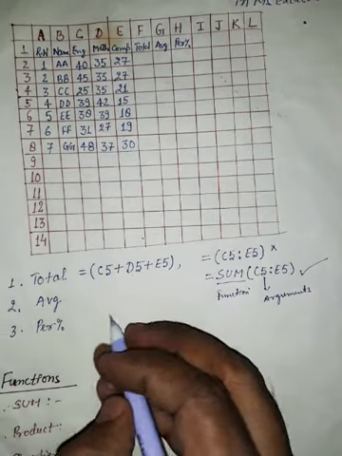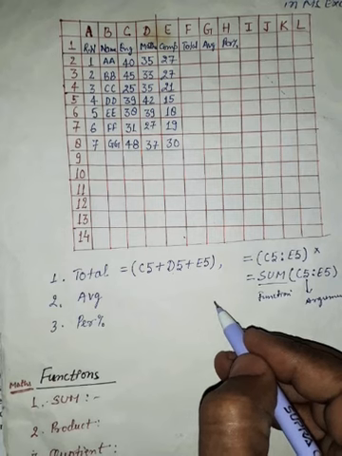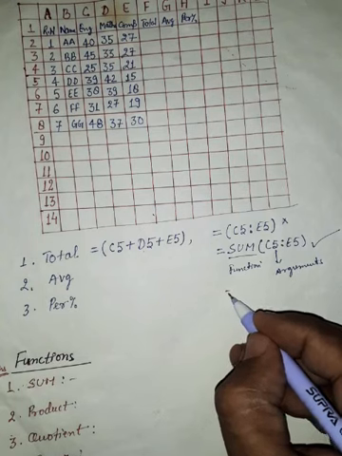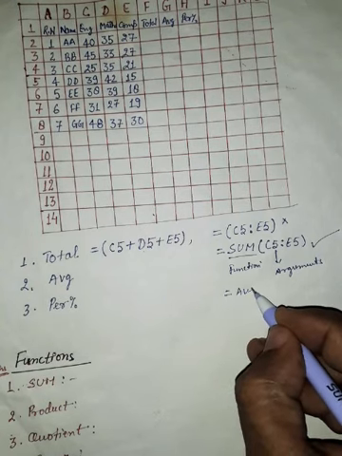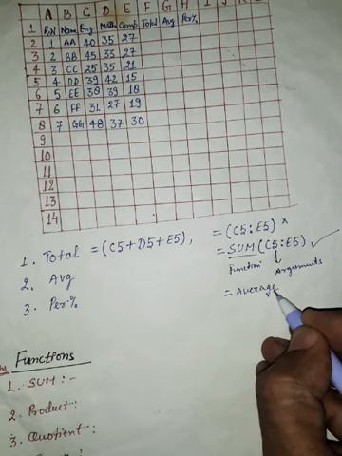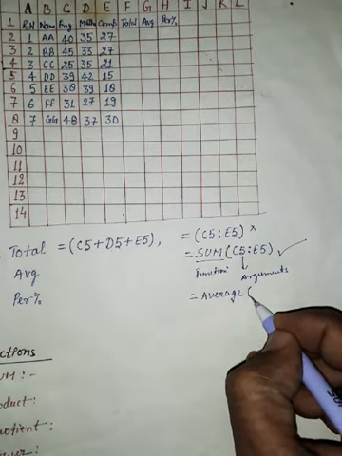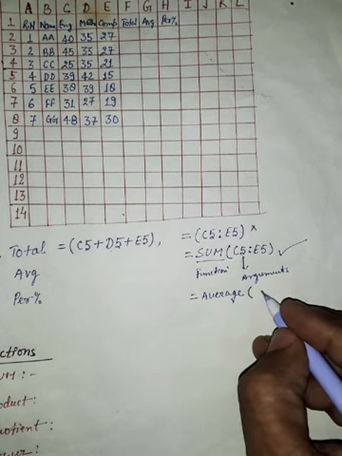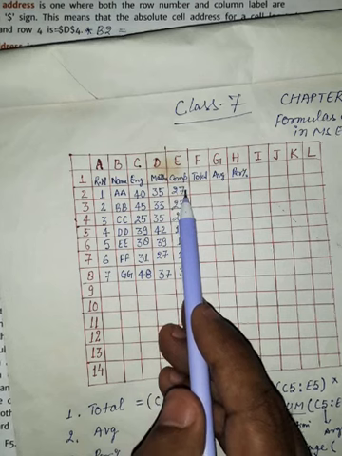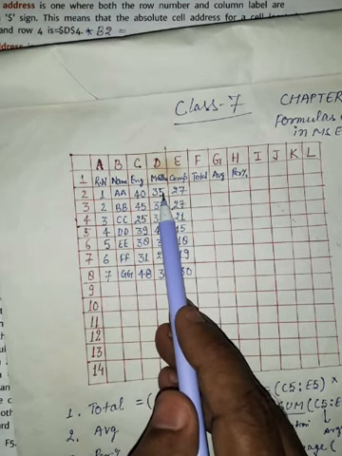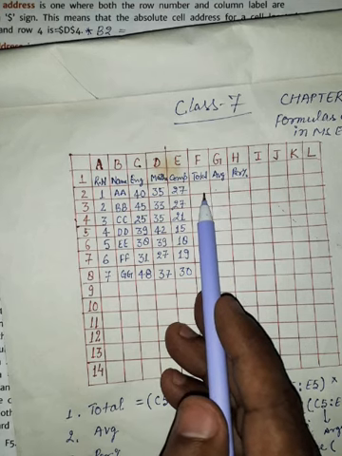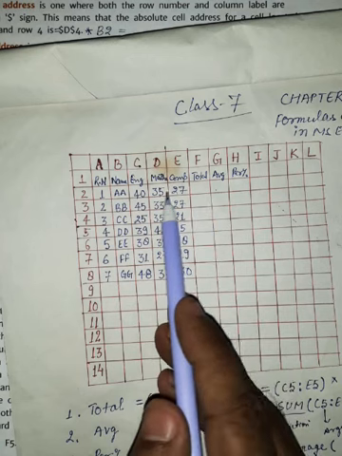For the average, we get the average of the numbers. So for average we write the equal sign, AVERAGE, then open the parenthesis, and write the numbers. Suppose you got 40, 35, 27 in these three subjects, and you want to get the average.